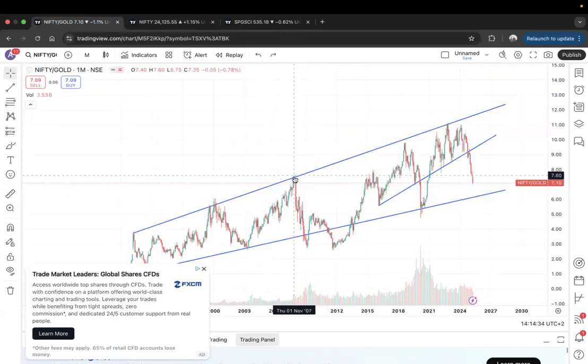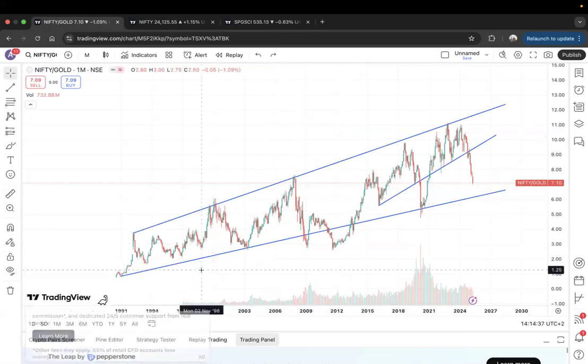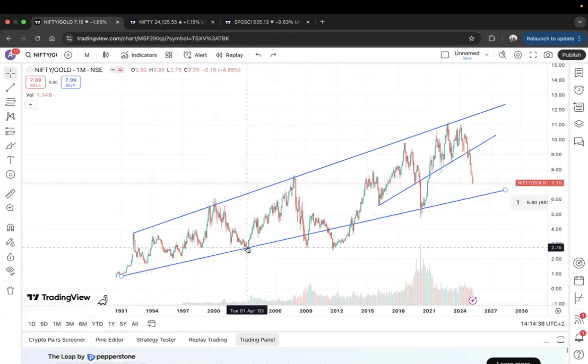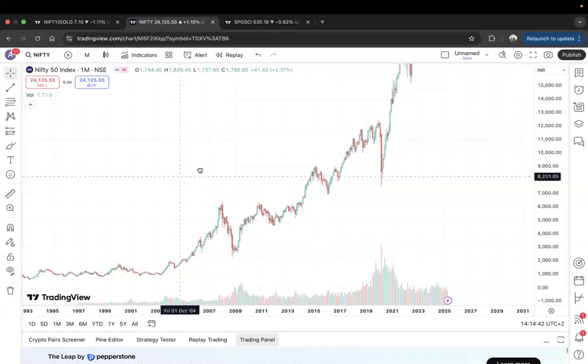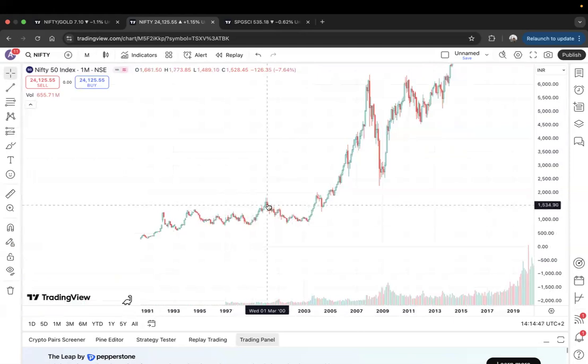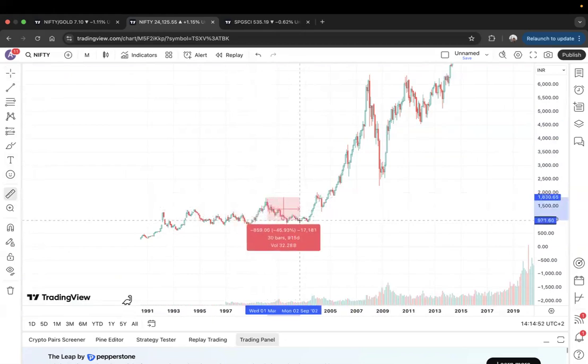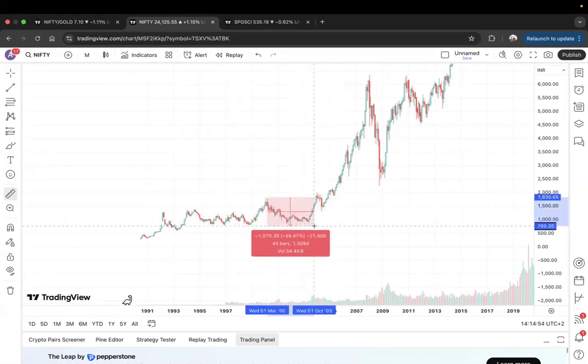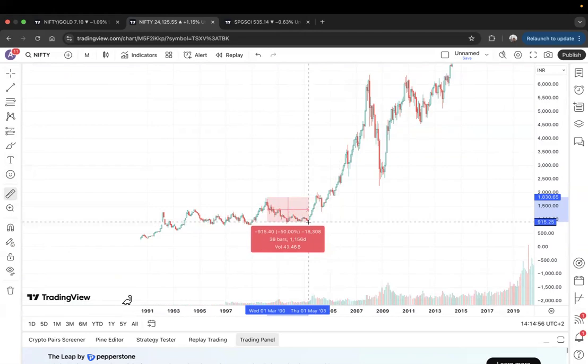In the same way, even if you go back to 2000 to 2003, go to the Nifty here, the 2003 period, which is starting here to here. If I do a measurement, I can see that in this 3-year period, Nifty lost 50% of its value. So if you invested at the top of 1830 Nifty, by the end of the 3-year period, it was still hanging around 915.